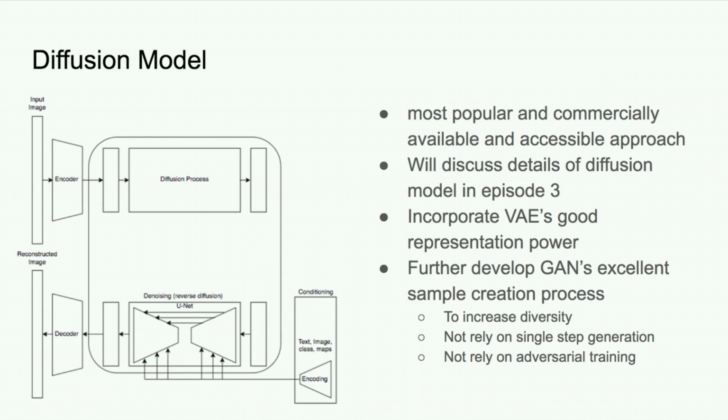The diffusion models, the third approach, is currently the most popular and commercially available among the three. Diffusion models learn to take inspiration from both VAE and GAN. It incorporates VAE representation power while being mindful of its blurry outputs. In addition, it further develops GAN sample creation by increasing variety, uses of multiple steps, and not relying on adversarial training.